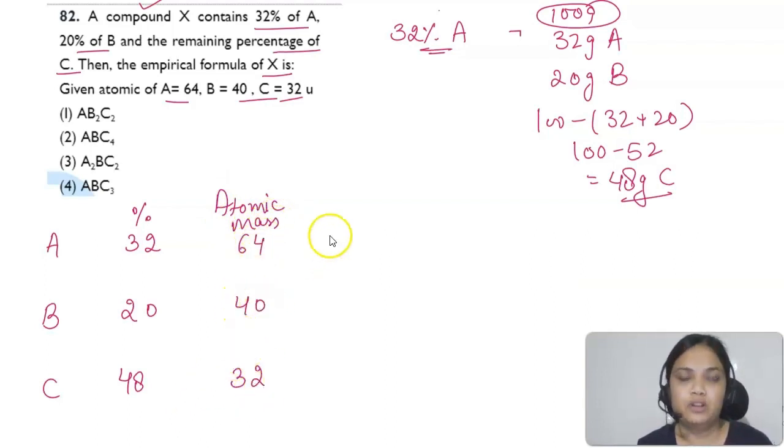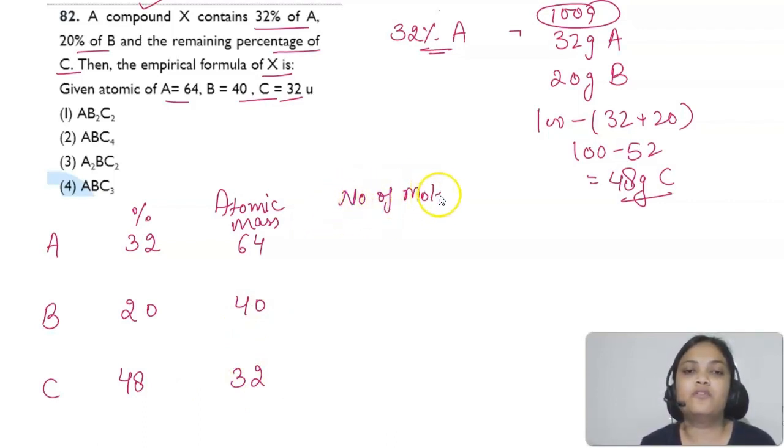Alright. Now you will find out the number of moles. Number of moles means given mass upon molar mass. So 32 upon 64, which is 1 by 2, meaning 0.5.